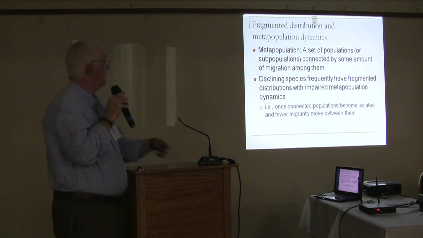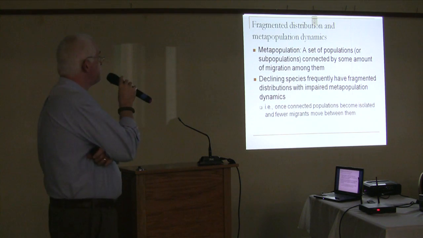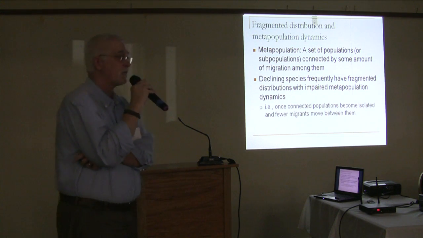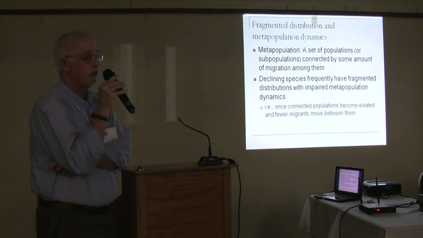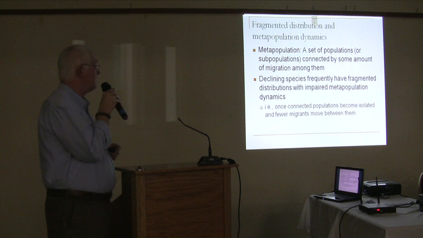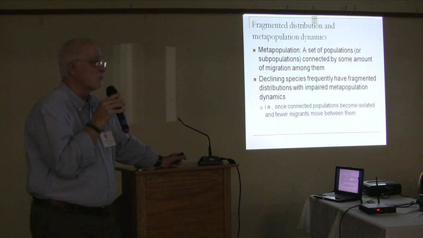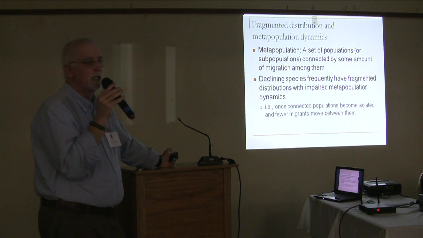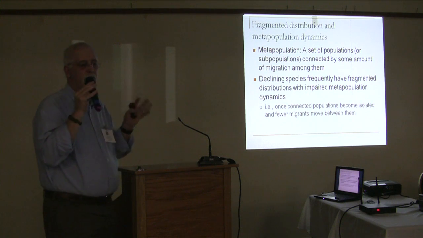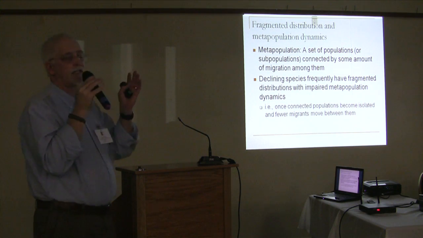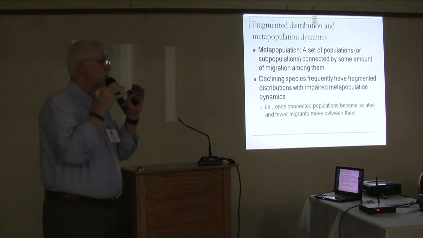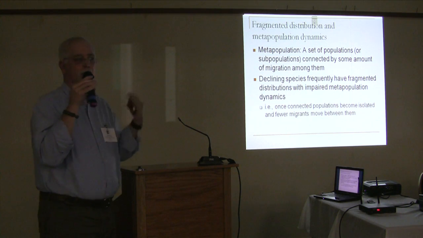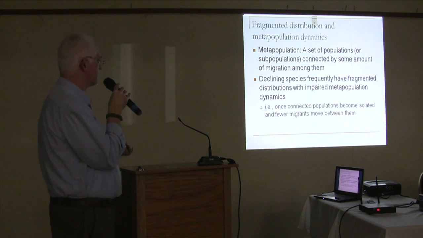Another issue for conservation programs is the fragmentation of distribution and metapopulation dynamics. A metapopulation is a set of populations connected by some amount of migration between them. Declining species frequently have fragmented distributions, and they have impaired metapopulation dynamics. And what I mean by that is that some species or a population that once had connectivity among a variety of populations then loses that connectivity, becomes isolated, and develops an extinction trajectory that leads it deterministically towards extinction.